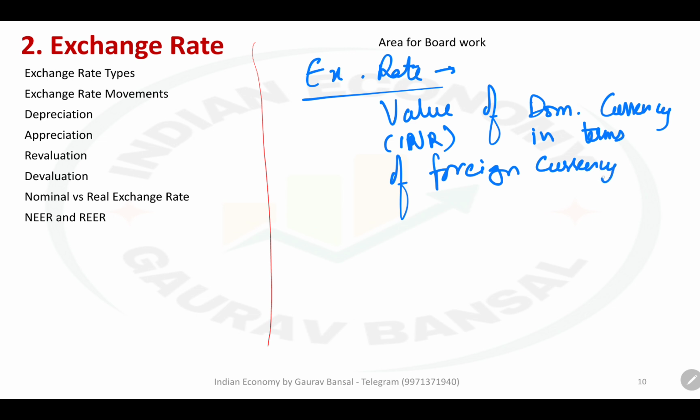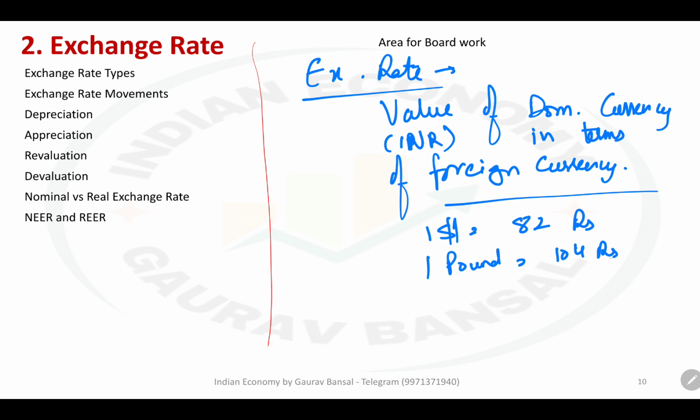But unfortunately the way we are accustomed to using exchange rate is something like this. $1 is equal to 82 rupees. 1 pound is equal to 104 rupees. 1 euro is equal to 92 rupees. Something like this is what we are accustomed to. This is not India's exchange rate. This is the US dollar exchange rate against the rupee. We are defining $1 in terms of rupees.